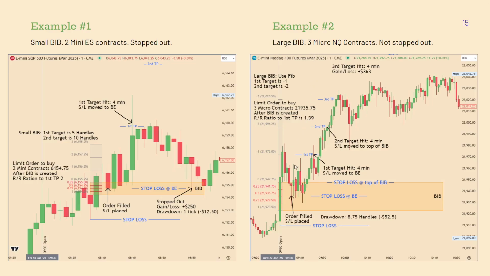Now, we see our first target was hit in 4 minutes, and we moved our stop loss to break even after another 4 minutes in this trade. Our stop loss was moved to the top of the BIB, and then we hit our third target. It's a beautiful example of a BIB trade. Our gain for this trade would be $363, showing that even using micro contracts can be profitable.